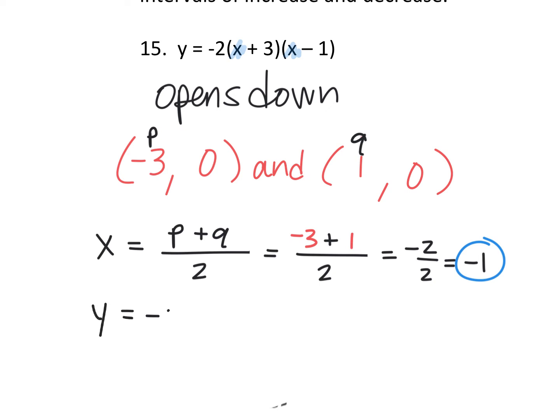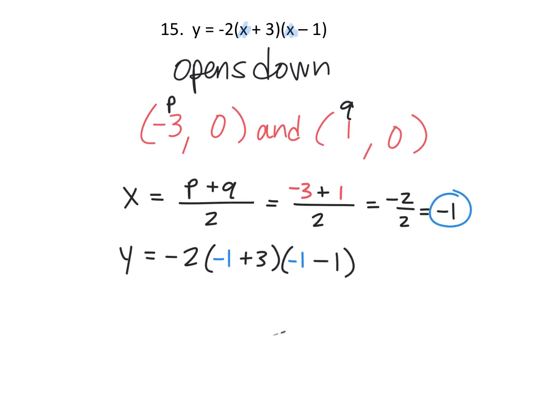So y equals negative 2, and then we'll replace this in a second. Negative 1 goes right there. Okay, so we got some multiplication here. I'm going to simplify my parentheses first. So that would be negative 2 times positive 2 times negative 2. Okay, negative 2 times positive 2 is negative 4, and negative 4 times negative 2 is positive 8. So there is your y value of your vertex.